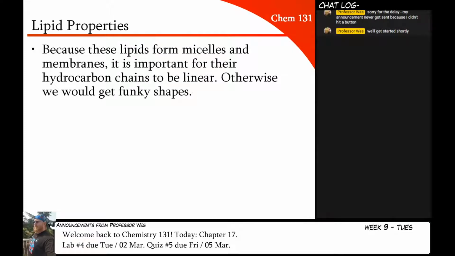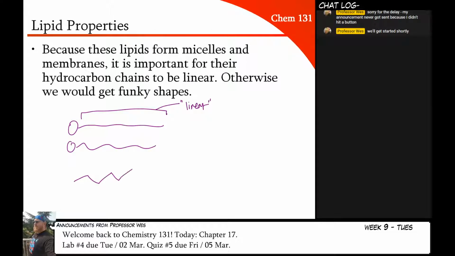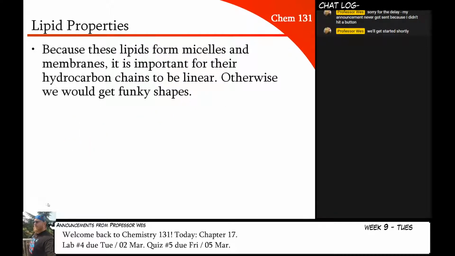Now, let's talk more about the shape of the lipid in general. So, we were drawing shapes like this with lines that are kind of squiggly. In general, the hydrocarbon chain that we describe is linear. And I'm going to put linear in quotes because it is tetrahedral, so it's going to look like this, but it's going to go all relatively in the same direction. And the reason for this is because of the physical properties of lipids.